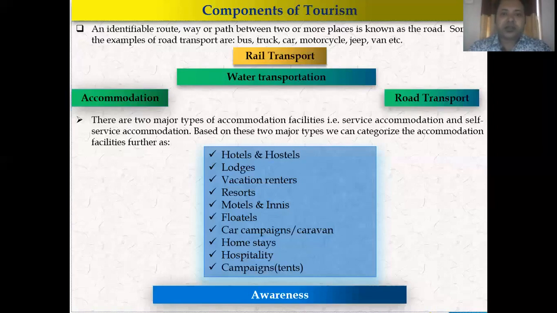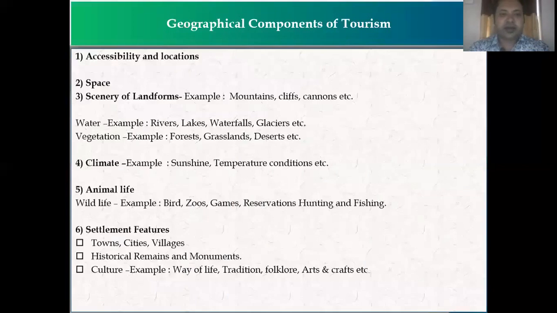If I go through the components of tourism, then definitely I will highly emphasize tourist hotels and hostels, lodges, vacation rentals, resorts, motels and inns, car campaigns and caravans, homestays, hospitality, and campsites, etc. And awareness definitely. Geographical components of tourism, accessibility and location. If we wish to travel nationally or internationally, then definitely we have to have proper knowledge about the geographical position of this place, the nature of this place, and the climate of this place.